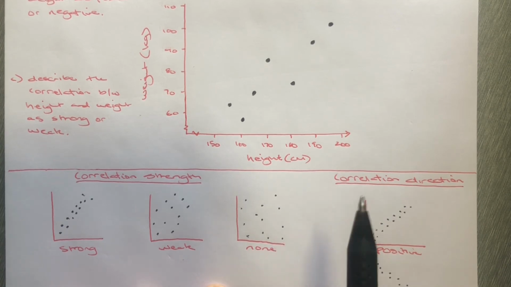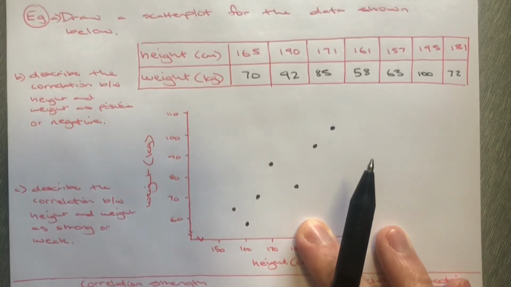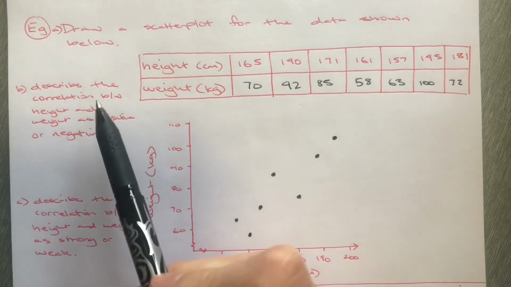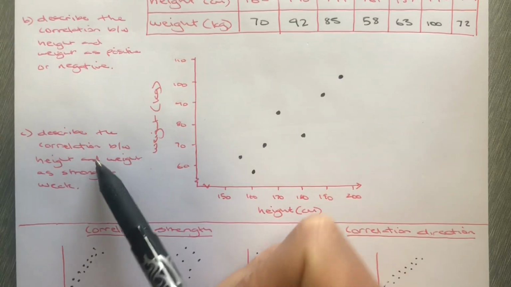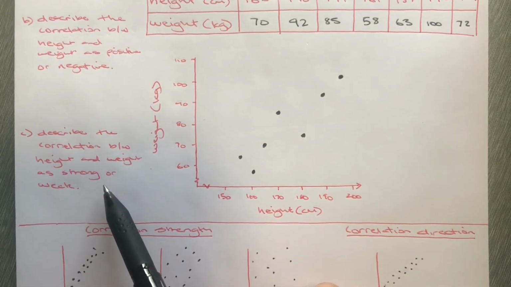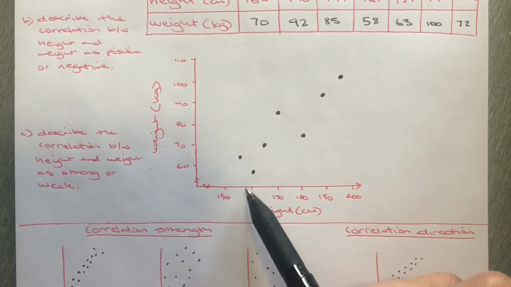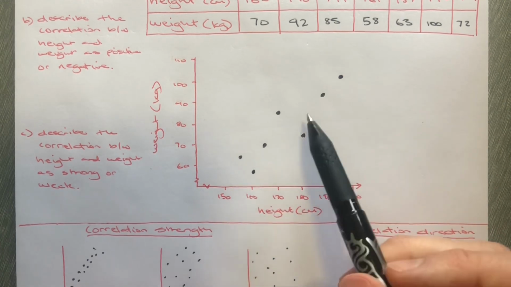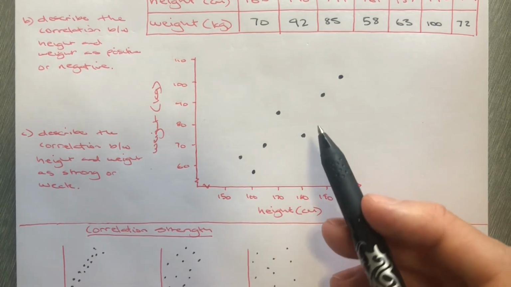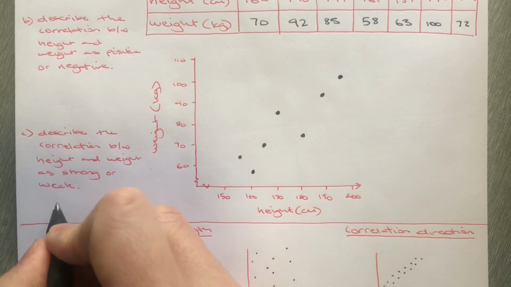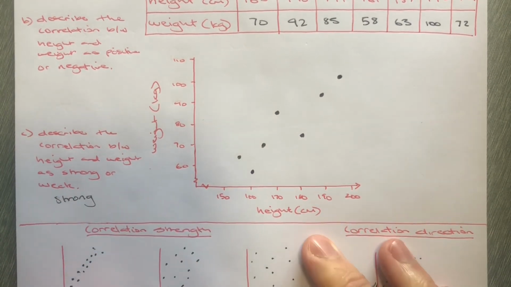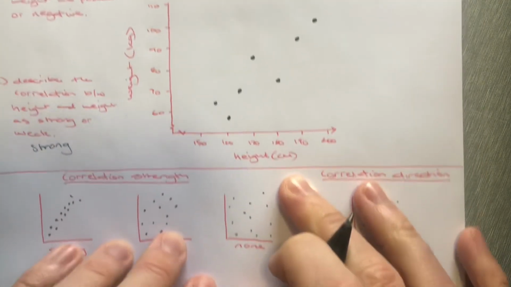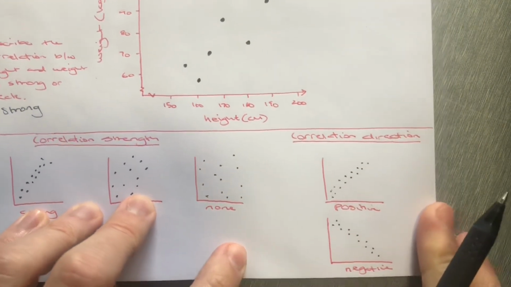Let's move back up here, because the second question was to describe the correlation between height and weight. Oh no, we'll go to C, sorry. Describe the correlation between height and weight as strong or weak. If I look at this, it's pretty easy to see the pattern, isn't it? It's a reasonably straight line. So I would say that the correlation is strong. Done. Now we'll do B.